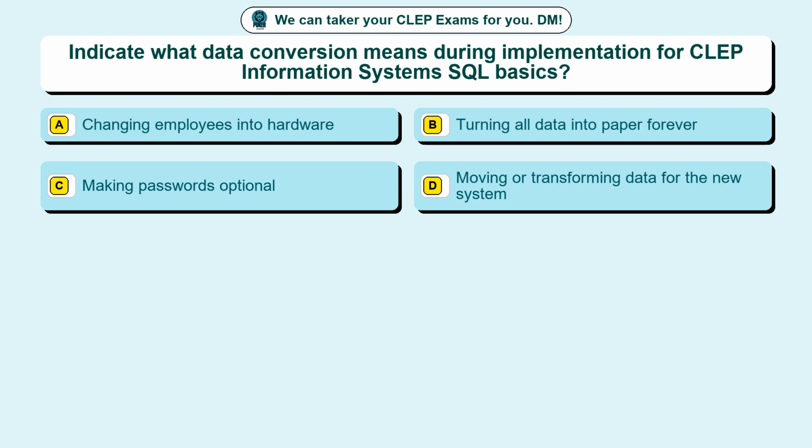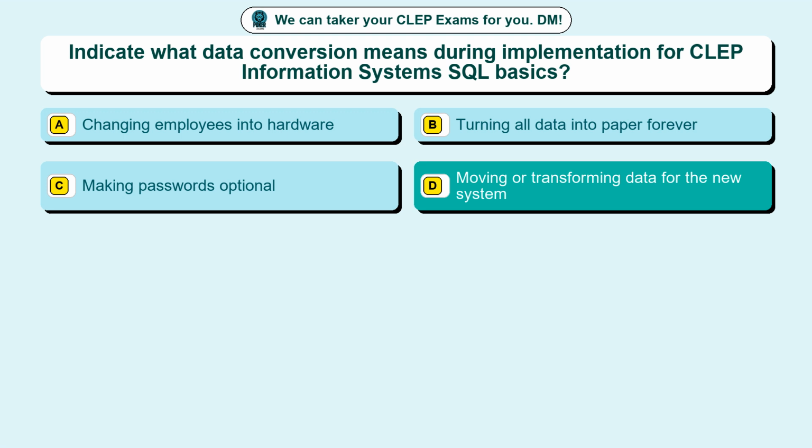Question 75. Indicate what data conversion means during implementation for CLEP Information Systems SQL Basics. Option A, changing employees into hardware. Option B, turning all data into paper forever. Option C, making passwords optional. Option D, moving or transforming data for the new system. The correct answer is option D, moving or transforming data for the new system.